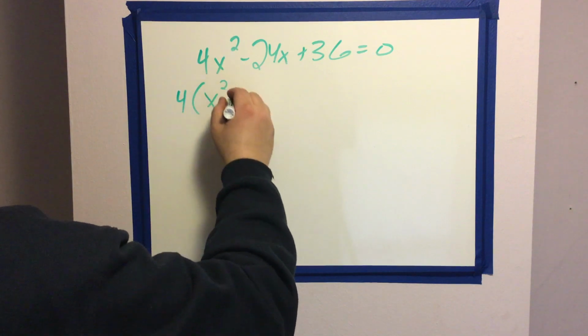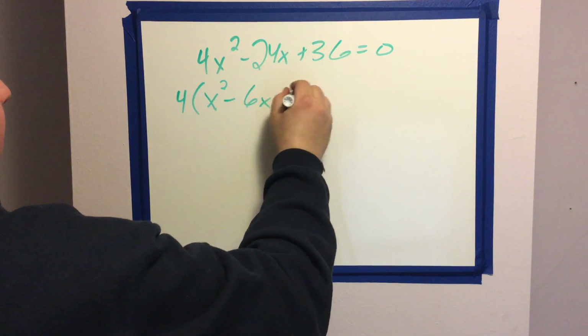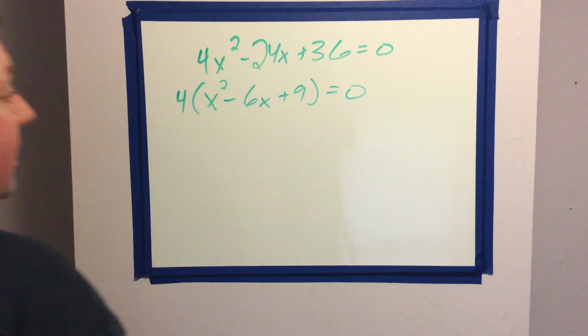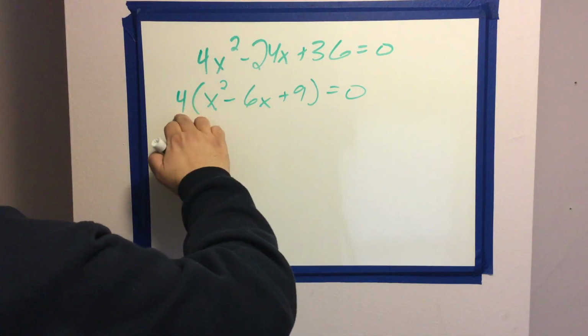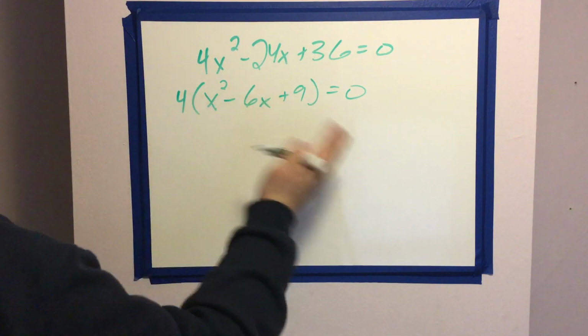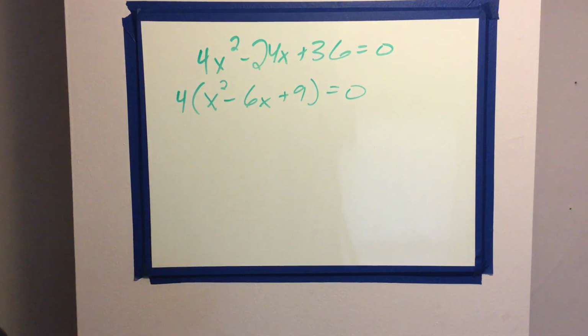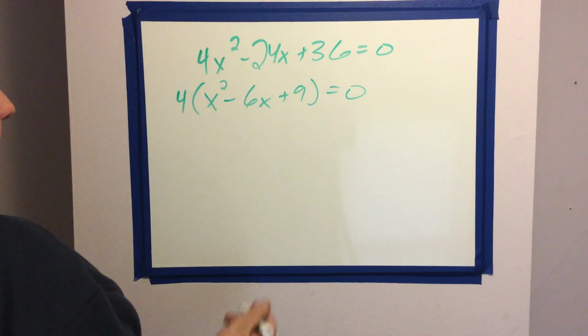So this is going to be x squared minus 6x plus 9 equals 0. Now you have to look at what you factored out. Does 4 equal 0? No, it doesn't. So we can just get rid of that 4. It's not going to be one of your answers. It's not going to do anything with your answers.